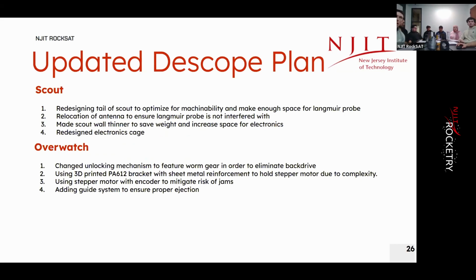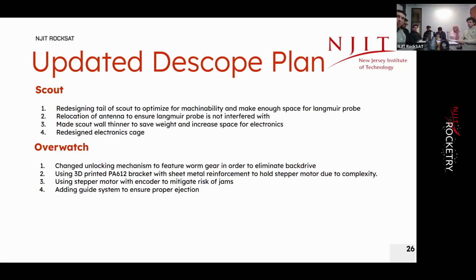Updated descope plan. For the Scout module, we redesigned the tail to optimize use of space. We're going to remove the antenna from the back because it could affect the Lamer probe reading. Scout is thinner now, so we have saved weight there. And now that the back is larger, we have made a larger electronics cage.